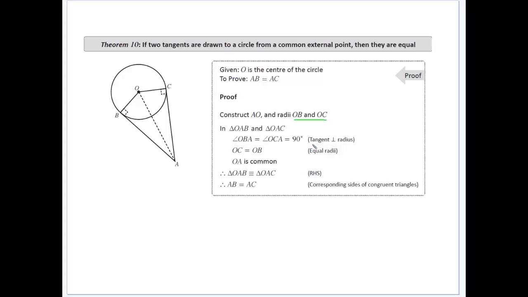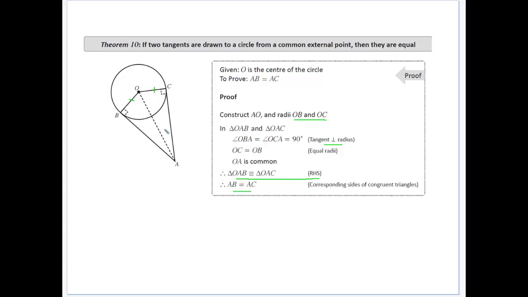We know that the tangent and the radius are perpendicular, so we can say that OCA and OBA are both 90 degrees, so they're equal. We know that OB and OC are equal because they're radii, and we construct a line from O to A. We can get two right-angled triangles there with OA being common. That forms our hypotenuse opposite our right angle with another side equal. Then these two triangles must be congruent. So they're congruent by right angle, hypotenuse and side, and then AB and AC are equal because they're corresponding sides in congruent triangles. So there's our first rule.